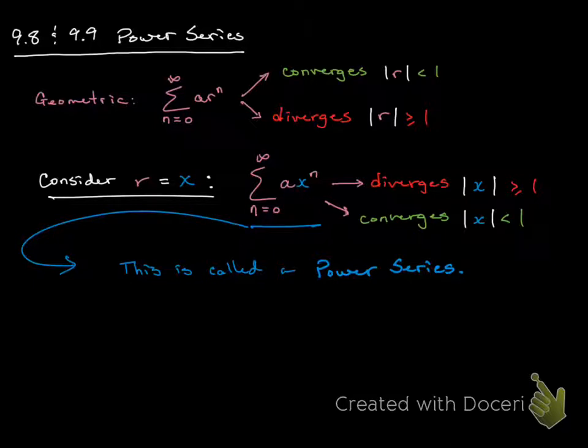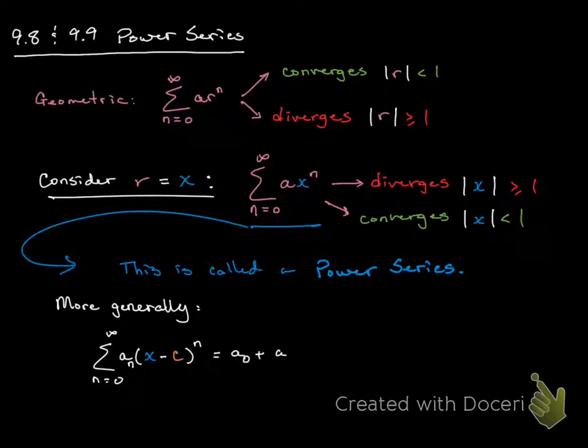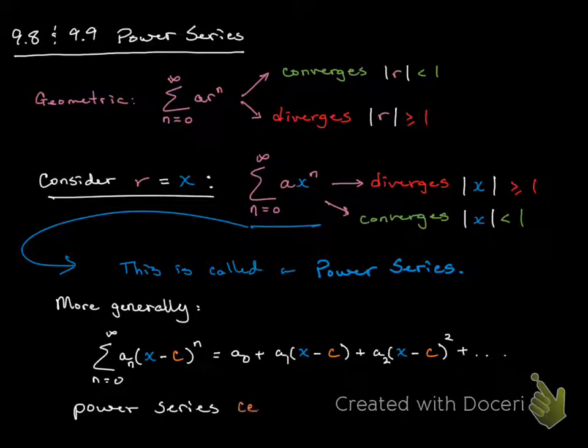So what we'll be looking at is when these power series converge and diverge. More generally, the general formula for a power series is the sum from 0 to infinity of a sub n times x minus c to the power n. If I go out some terms, when n is 0, we see a0, plus, when n is 1, I start seeing this x minus c show up. If I keep going, I keep seeing more and more powers of that x minus c. This is a power series, and we say that it's centered at x equals c.